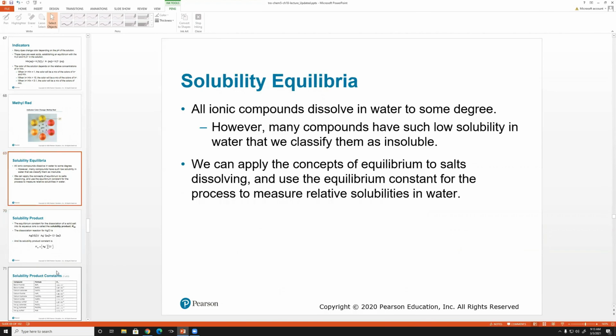There'll be a part 2 to this video going over solubility equilibrium, but that's it for part 1. So stay tuned.